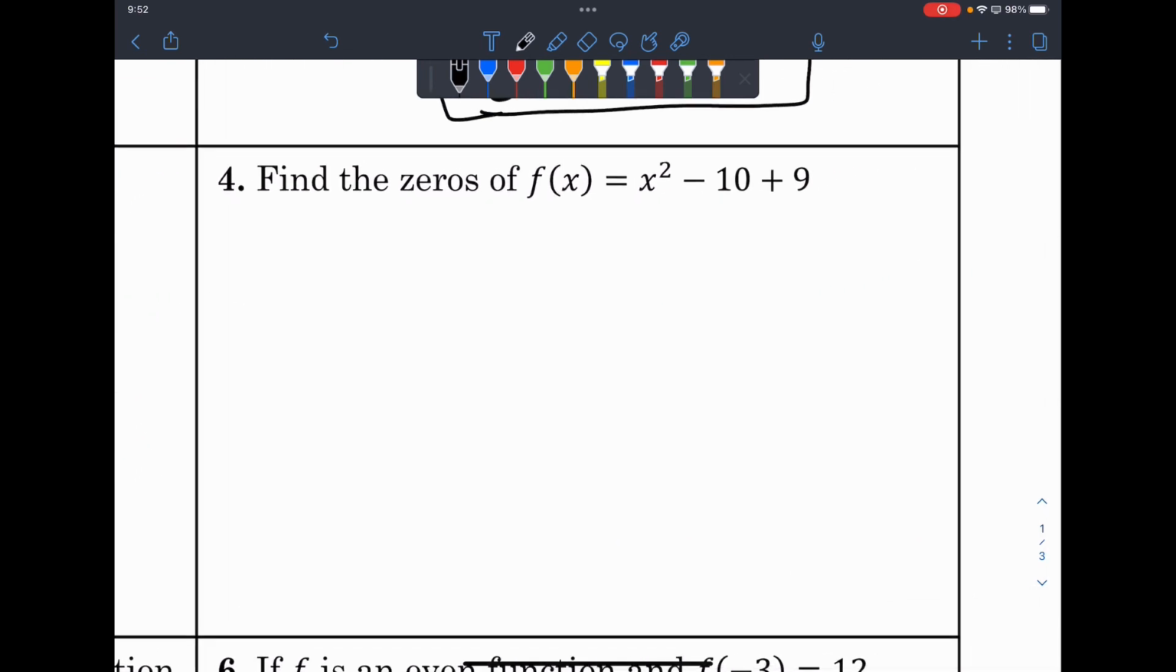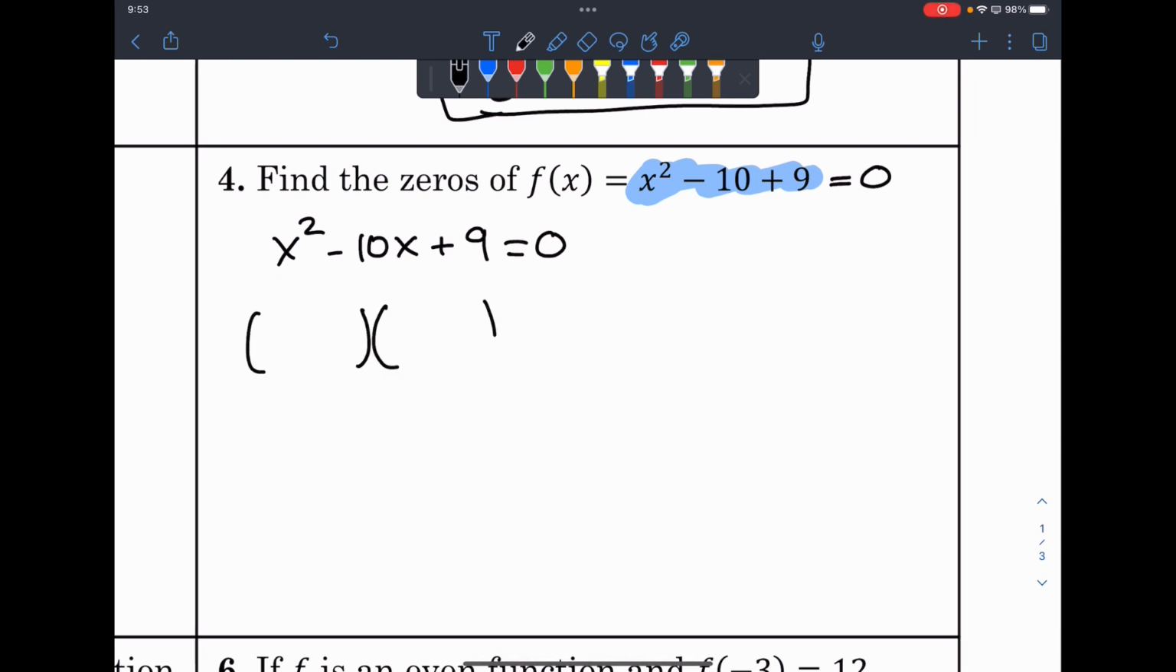Now to find the zeros of a function, we simply need to get our function, which would be this, and set that equal to 0. So we have x squared minus 10x plus 9. The way we figure out what makes this equal to 0, we have two options. We can try factorization, or we can use the quadratic formula. In this situation, we can do it by factorization. The quadratic formula is not necessary.